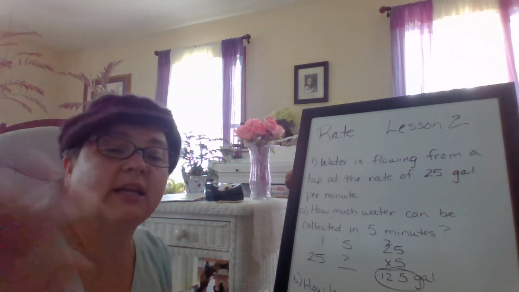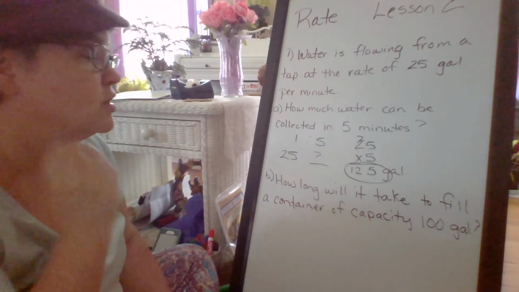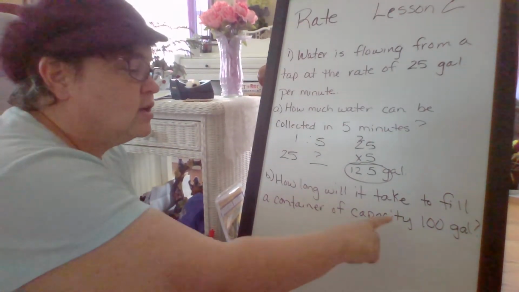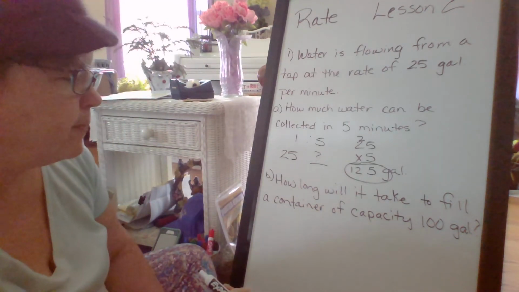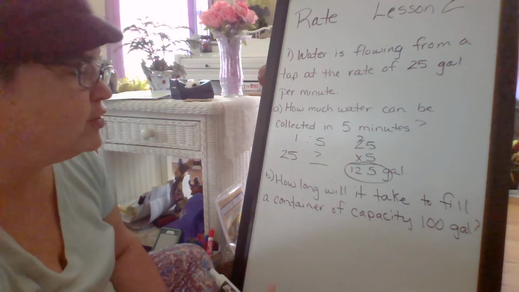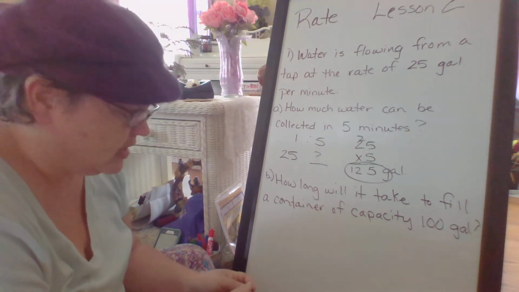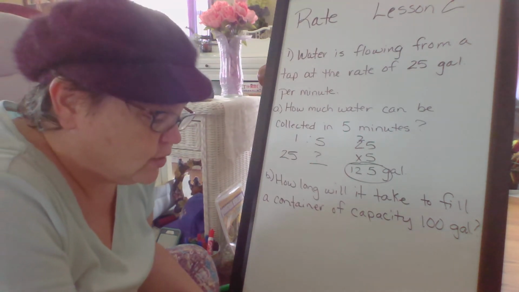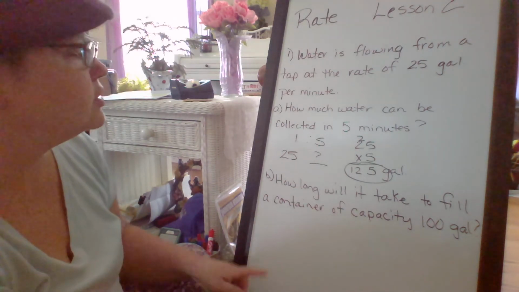Now capacity means how much it can hold. So this container can hold 100 gallons. It's the capacity of the container. So if you can do 125 gallons in 5 minutes, we won't need to do that much. So let's see then.